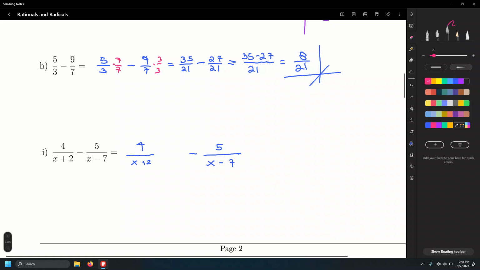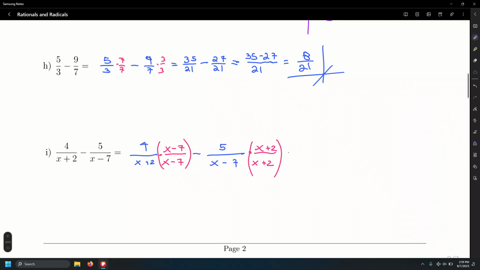So notice the first fraction has a denominator x plus 2 that the second doesn't have. How about we multiply the second fraction by x plus 2 and divide by x plus 2. Now the second fraction has an x minus 7 denominator that the first one doesn't have. So multiply the first by x minus 7, divide by x minus 7. Is that supposed to be x plus 2? Yes, plus. I'm going to put parentheses. Now, here is the thing. This is what we're going to do.